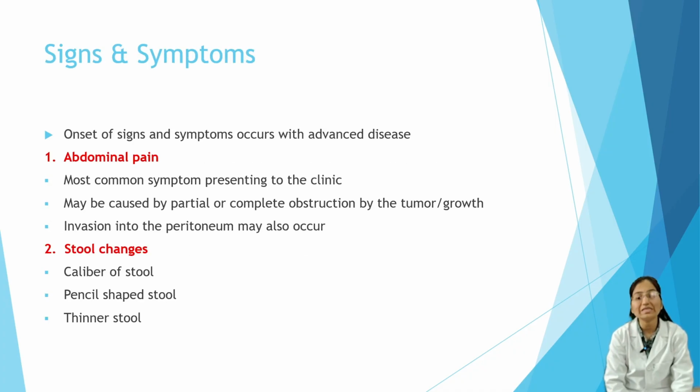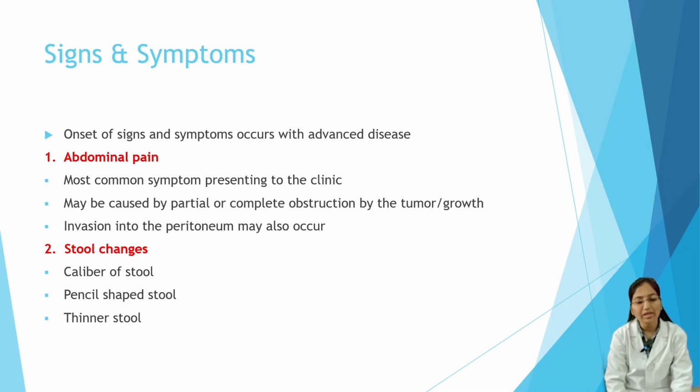We'll see the signs and symptoms here in this class. Onset of signs and symptoms occurs with advanced disease. First one, there will be abdominal pain. Abdominal pain is the most common symptom presenting to the clinic, and may be caused by partial or complete obstruction by the tumor or growth. Invasion and spreading into the peritoneum may also occur.